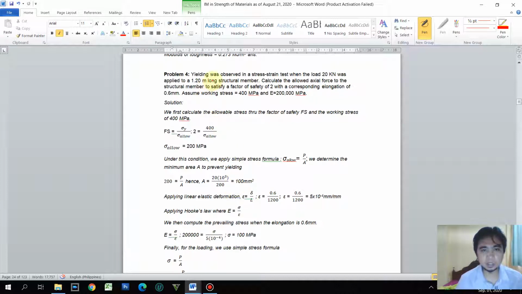So in here, yielding was observed in a stress strain test when the load 20 kilonewton was applied to a 1.2 meter long structural member. Calculate the allowed axial force to the structural member to satisfy a factor of safety of 2 with a corresponding elongation of 0.6 millimeters. Assume working stress equivalent to 400 megapascal and Young's modulus of elasticity to be equal to 200,000 megapascals.